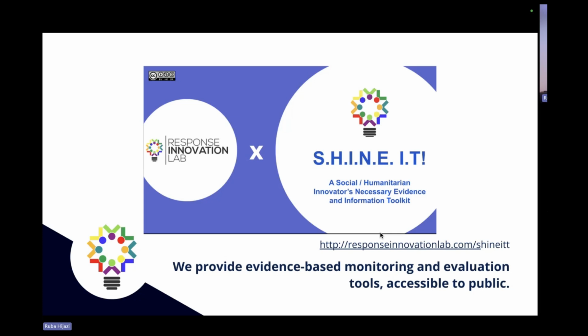Also, there are some resources that the Response Innovation Lab is offering. One of them is ShyNet. ShyNet is a toolkit that supports in generating evidence and provides evidence-based monitoring and evaluation for the innovators, and sometimes the humanitarian sector who want to pilot innovations can also use this tool.